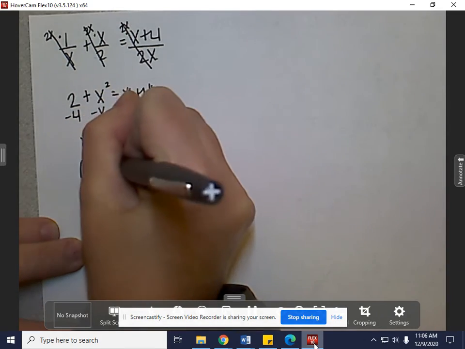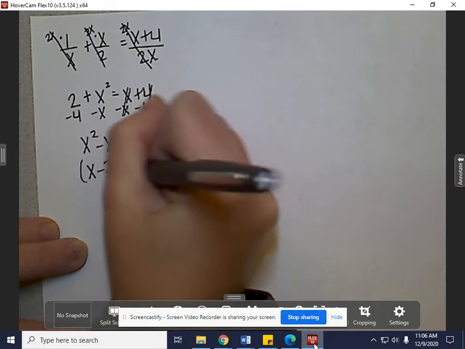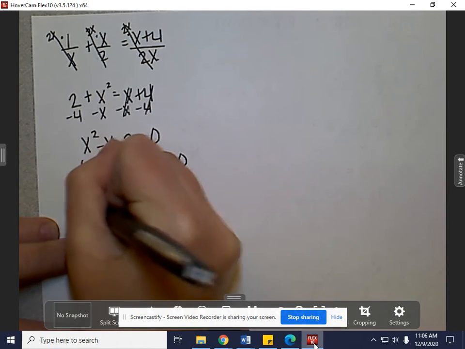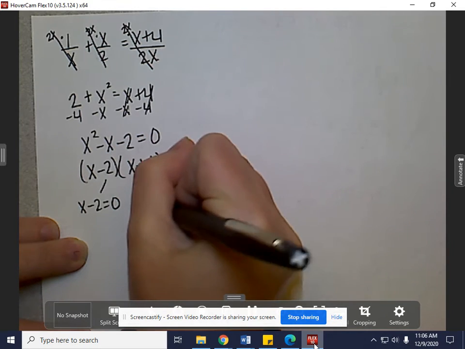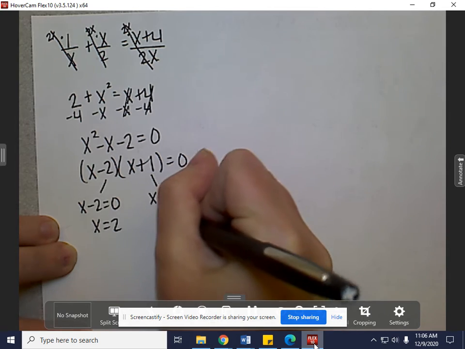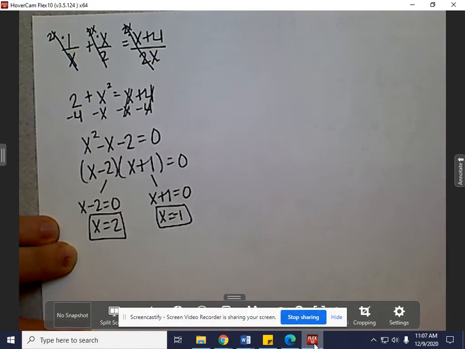We'll do a good old-fashioned factoring. That would give me what? x minus 2 times x plus 1. And then just as a reminder of how you solve, you just set them both equal to 0. And you would get your two answers of 2 and negative 1. And then you would just plug those back in.